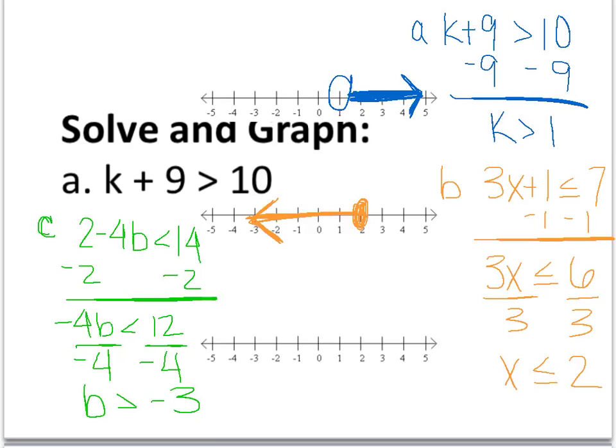Open or closed circle? Open. Greater than negative 3 is going to go to the right.